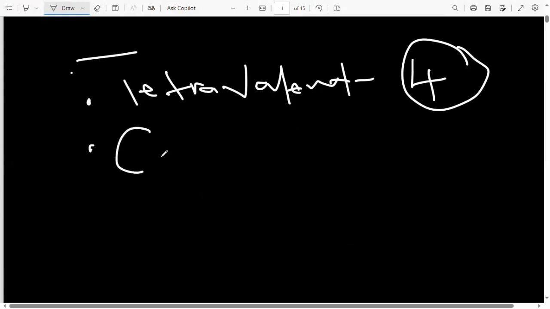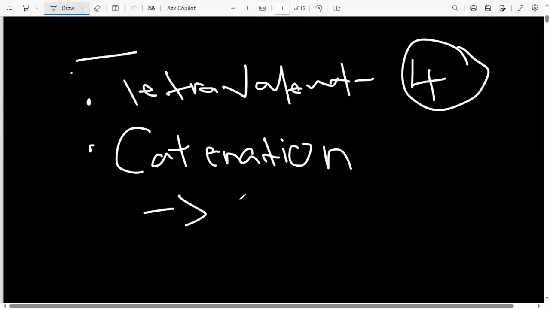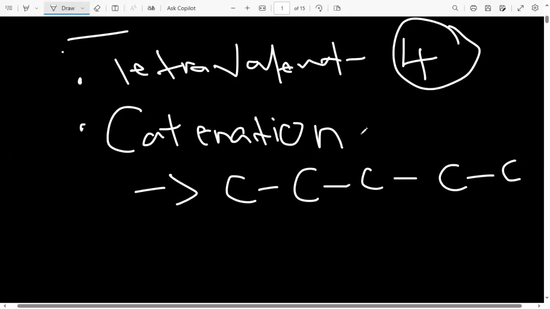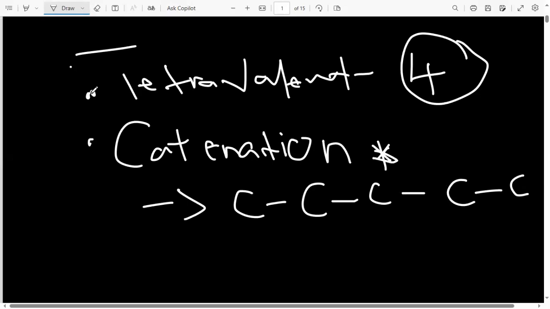And then the other one is what we call catenation. This is a very important property, and this same catenation will help us answer question 3. So what is catenation? Catenation is just the ability of carbon to bond to itself many times. So you can have a very long chain of these carbon to carbon bonds because of this property. Carbon has these 2 important properties, so take note of them.